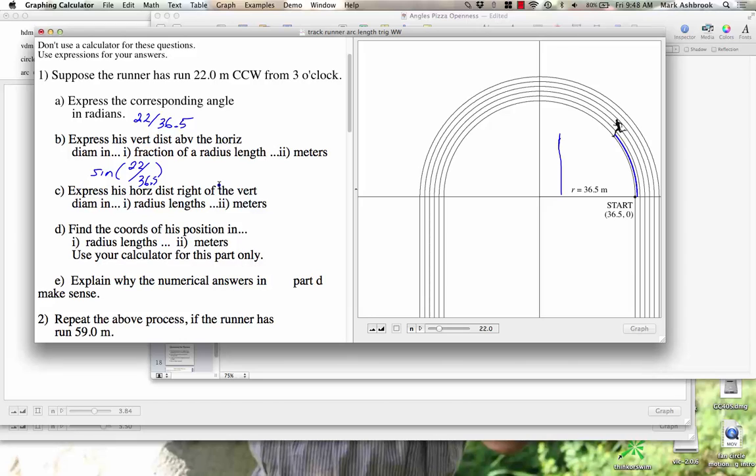Now I want that vertical distance in meters. Tell me again. 36.5. Good. So if I'm going to take that fraction of the radius, that fraction of 36.5, we're putting everything together now. So part 1 is the sine of the angle measure. And part 2 is that sine is going to give us a fraction of the radius, so we want that same fraction of 36.5.